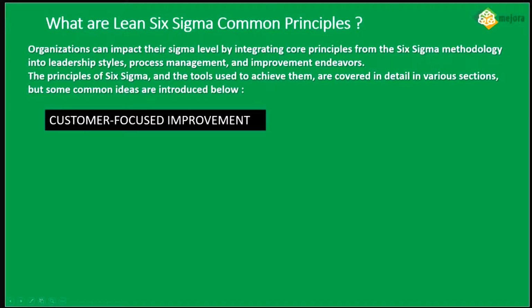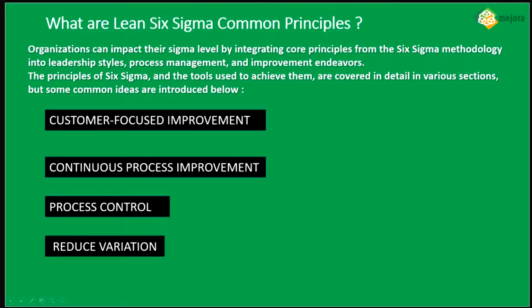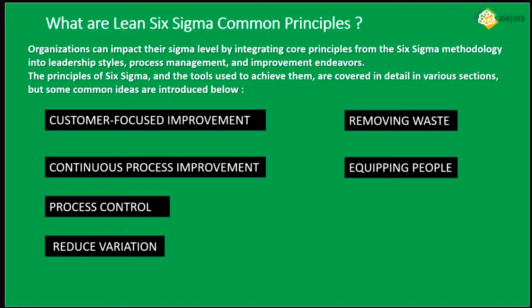First one is customer focused improvement. Second one is continuous process improvement. Third one is process control. Fourth one is reducing variations, removing waste, and equipping people. While we talk about all these things, there are so many other principles as well, but these are at a high level for you to understand easily. We can go in depth into each of these, but for the green belt level, let me help you understand what this means exactly.